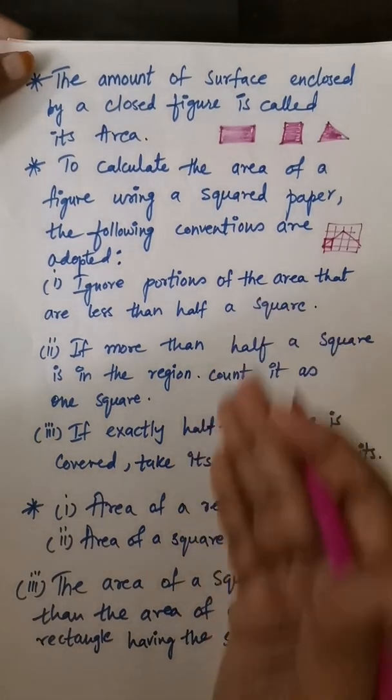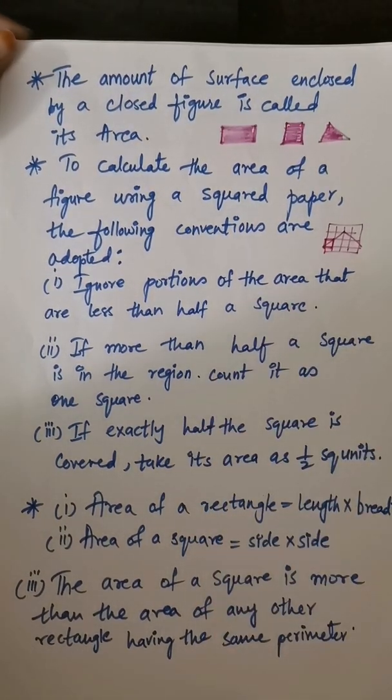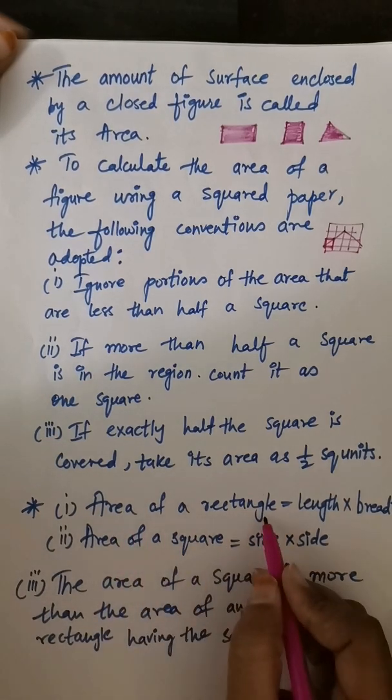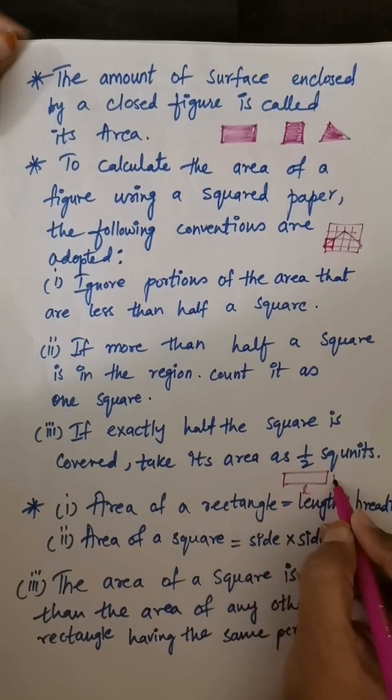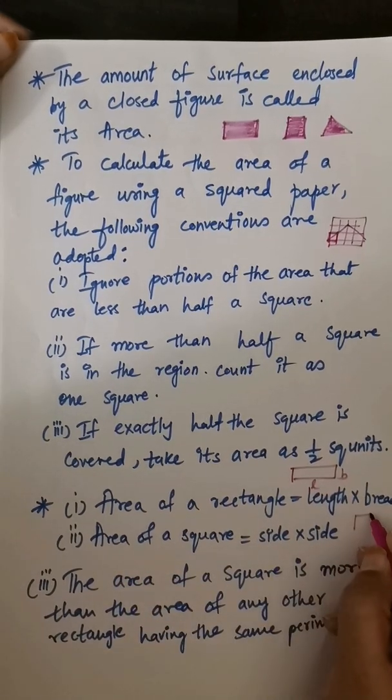Okay. So these are the 3 rules you have to follow when you are calculating the area of a figure using squared paper. This also you should have a little idea about. Next, area of a rectangle. Area of a rectangle is length into breadth. Area of a square is side into side.